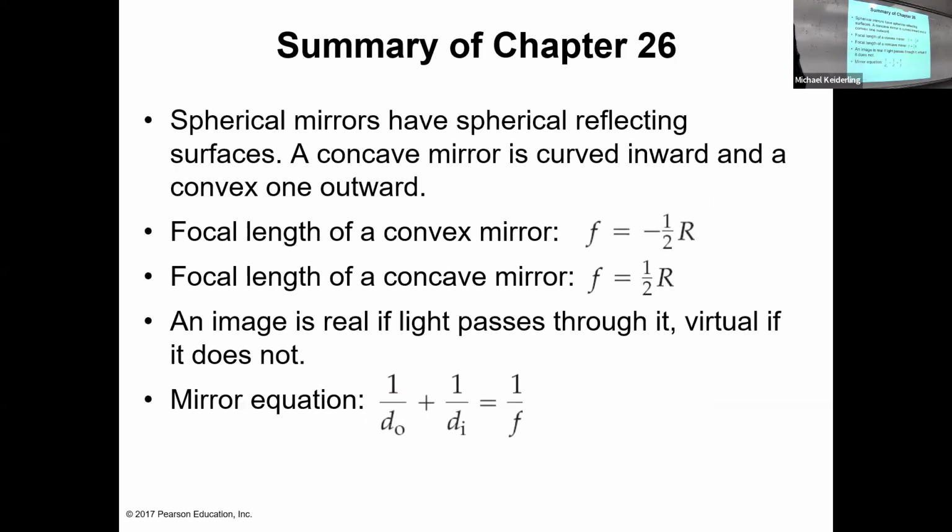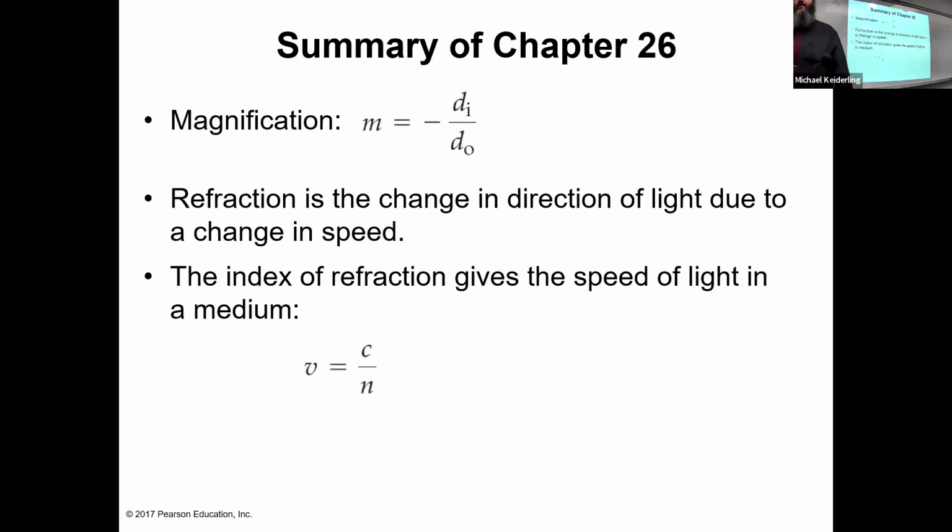Spherical mirrors have spherical reflecting surfaces. A concave mirror is curved inward, and a convex one outward. A convex mirror has a focal length of minus half the radius for a spherical mirror. A concave mirror has a focal length of plus half the radius. An image is real if light passes through it, virtual if it does not. The mirror equation is 1/do plus 1/di equals 1 over the focal length. Magnification is -di/do.